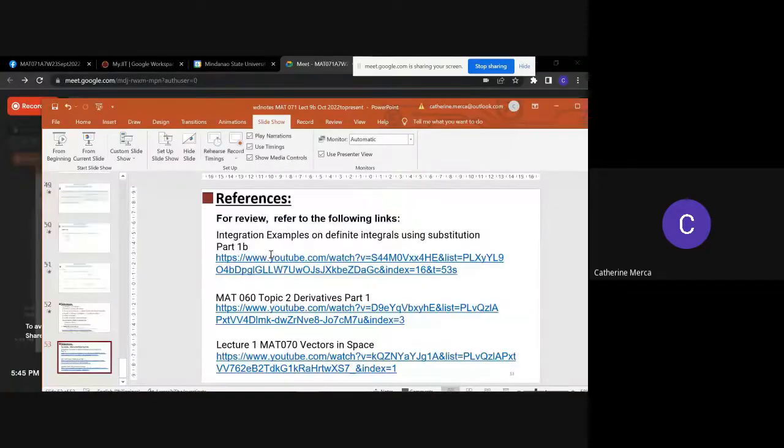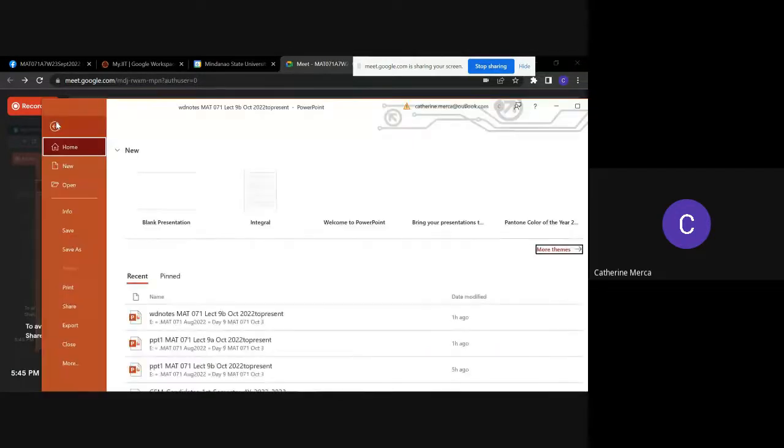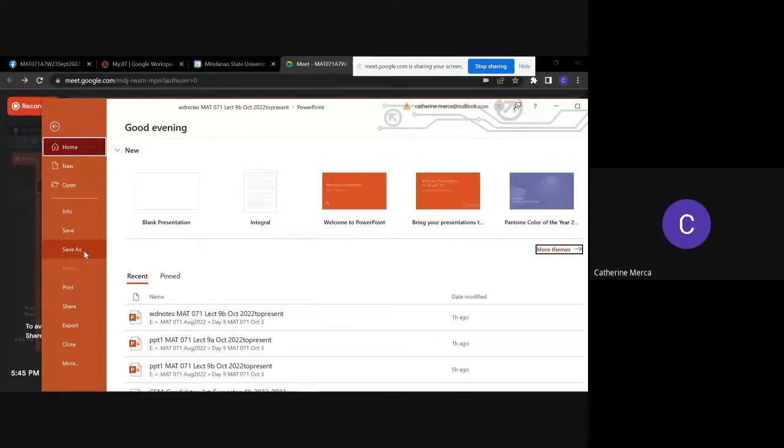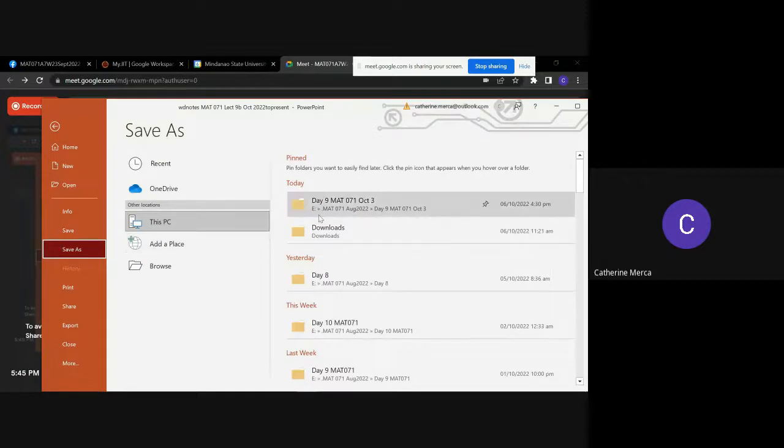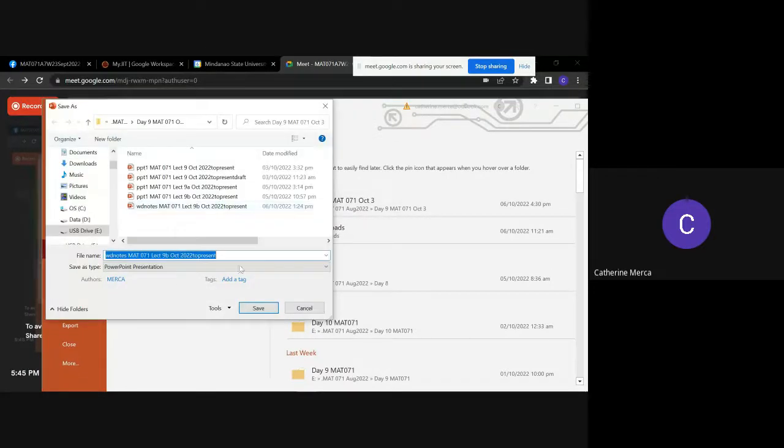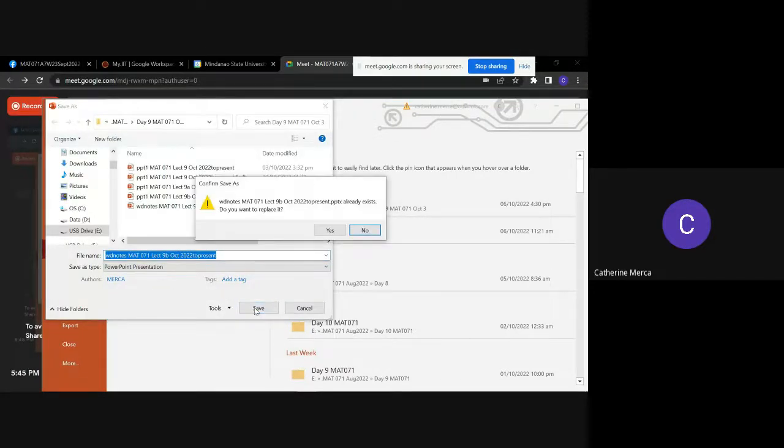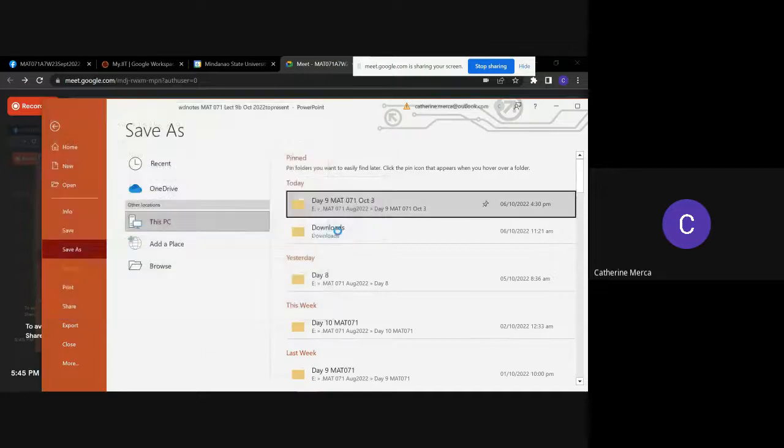So, we will end there. Okay. I'll just keep the notations so that when I give you our notes, they are included. File with notes. Save as 9, with notes, save.